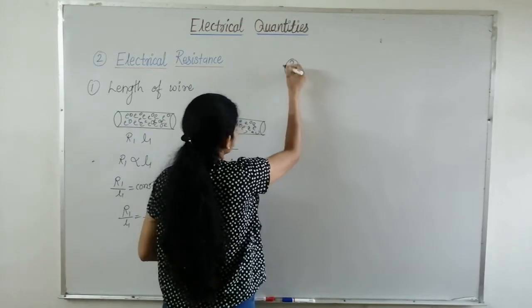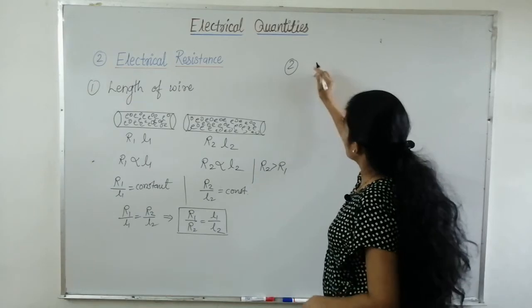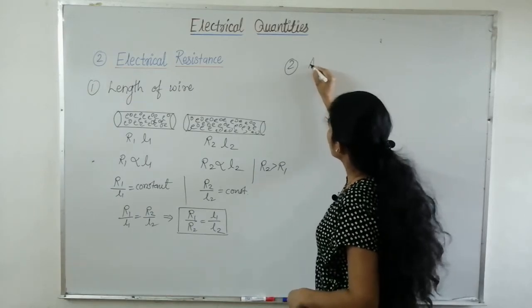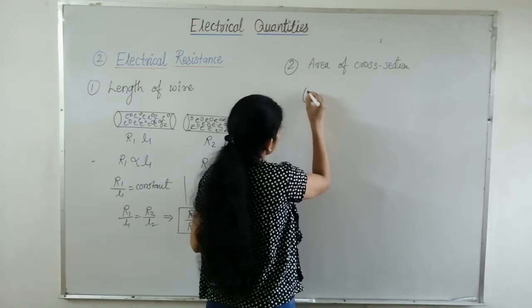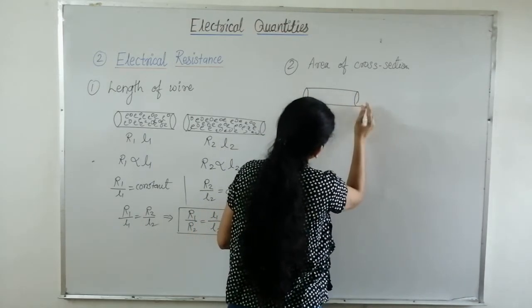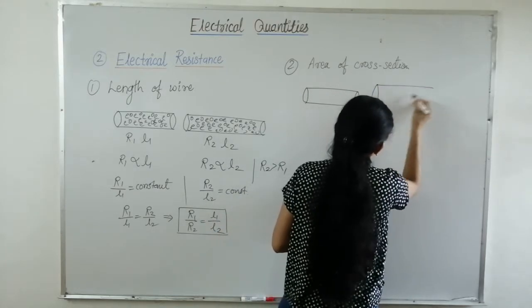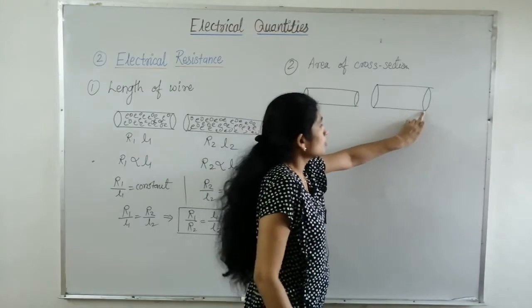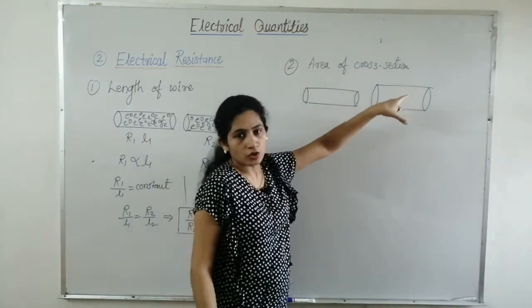Now second is the effect of area of cross section on resistance of wire. To understand this, consider two wires of same length but different area of cross section. So here we have two wires of same length but different area of cross section.